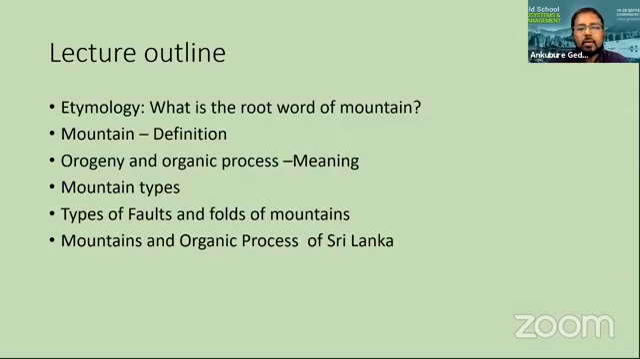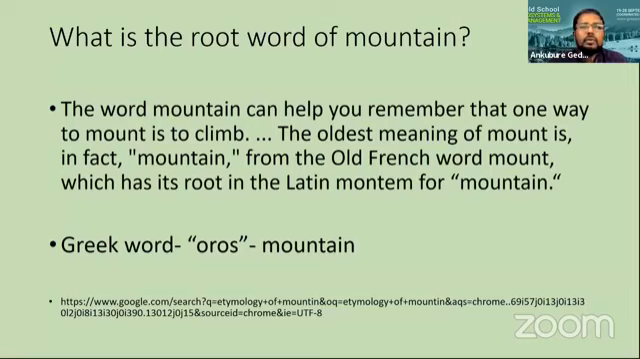So etymology means the word coming from, and also the existing definition for mountain, and the orogenic process, how the mountain is formed, and also the types of mountains, and also types of faults and folds of mountains. And also I would like to pay particular attention to the mountains and orogenic process of Sri Lanka. So first of all, I would like to go into the word, how the word is formed. How we get the word mountain.